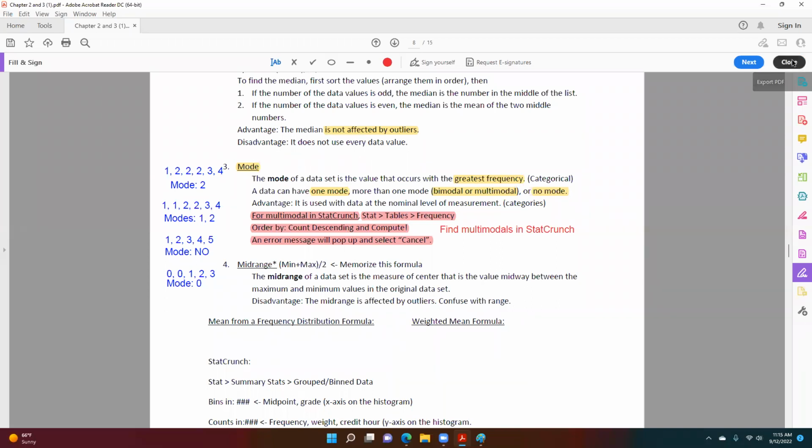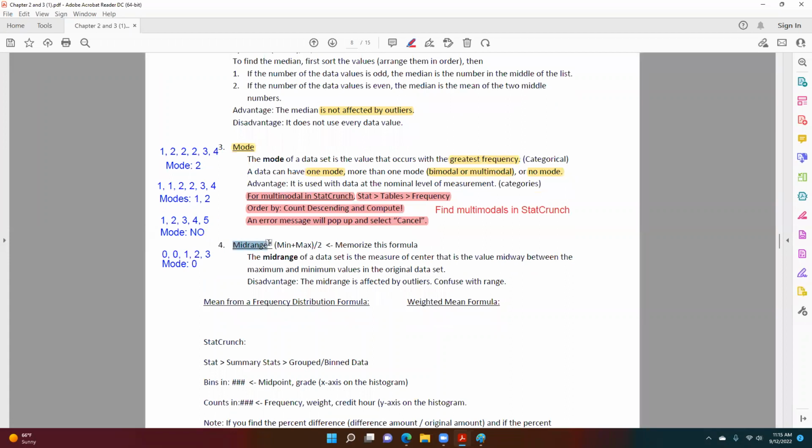The last thing we're going to talk about here is mid-range. The reason why I put a little star on mid-range is because StatCrunch does not have mid-range, so it doesn't have a function to find it. You do need to memorize this formula. This is the first formula that I want you to memorize for your test. Mid-range is you take the minimum and the maximum, add them up, and divide by 2. So the mid-range is actually the middle value between the maximum and the minimum.